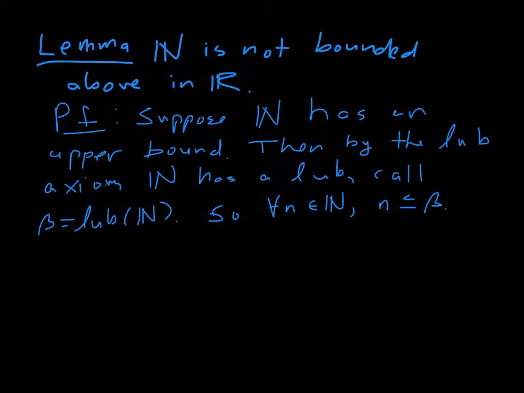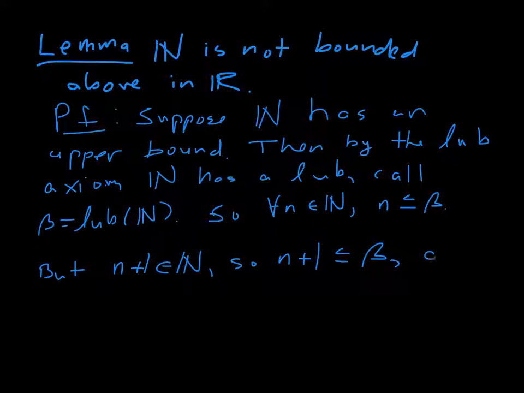So here's where things go wrong. But n plus 1 is a natural number. So n plus 1 has to be less than or equal to beta. And n, therefore, will be less than or equal to beta minus 1.